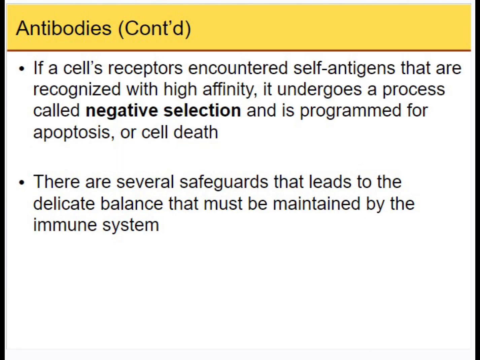If the cell's receptors encounter self-antigens that are recognized with high affinity, it undergoes a process called negative selection and is programmed for apoptosis, or cell death. There are several safeguards that lead to the delicate balance that must be maintained by the immune system.